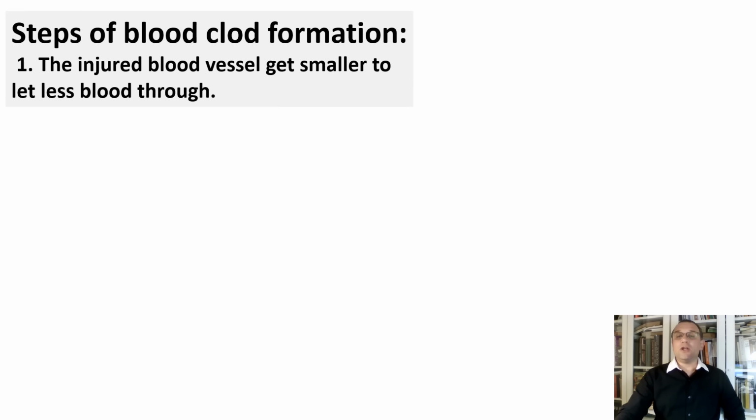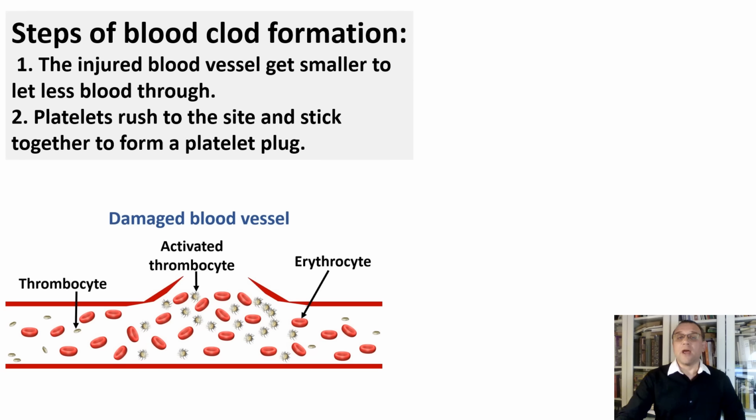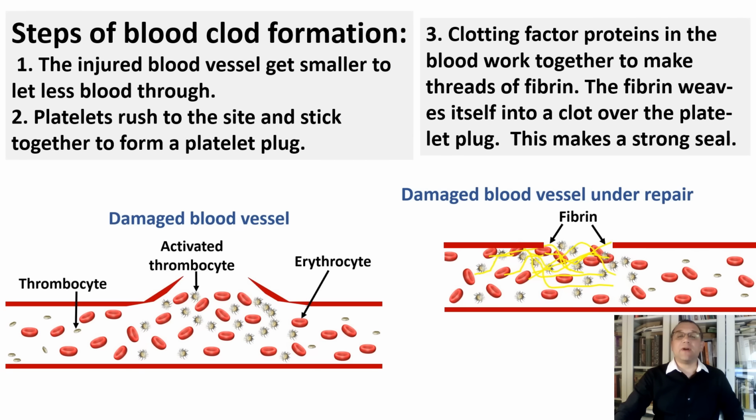First of all, the injured blood vessel should get smaller to let less blood through. Then platelets should rush to the site and stick together to form a platelet plug. The platelets do this through adhesion, activation, secretion, and aggregation. And the last step is very important. Clotting factor proteins in the blood should work together to make threads of fibrin. The fibrin weaves itself into a clot over the platelet plug. This makes a strong seal.